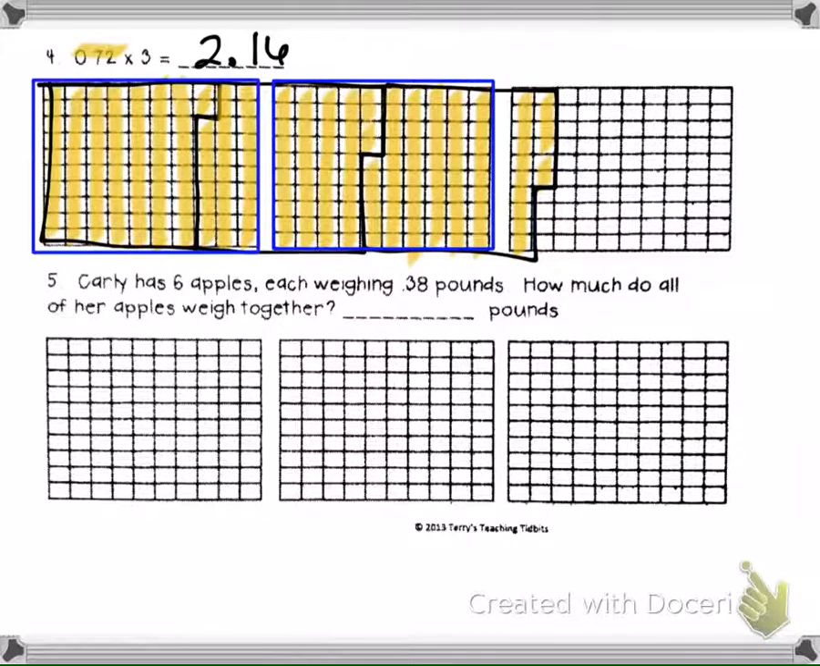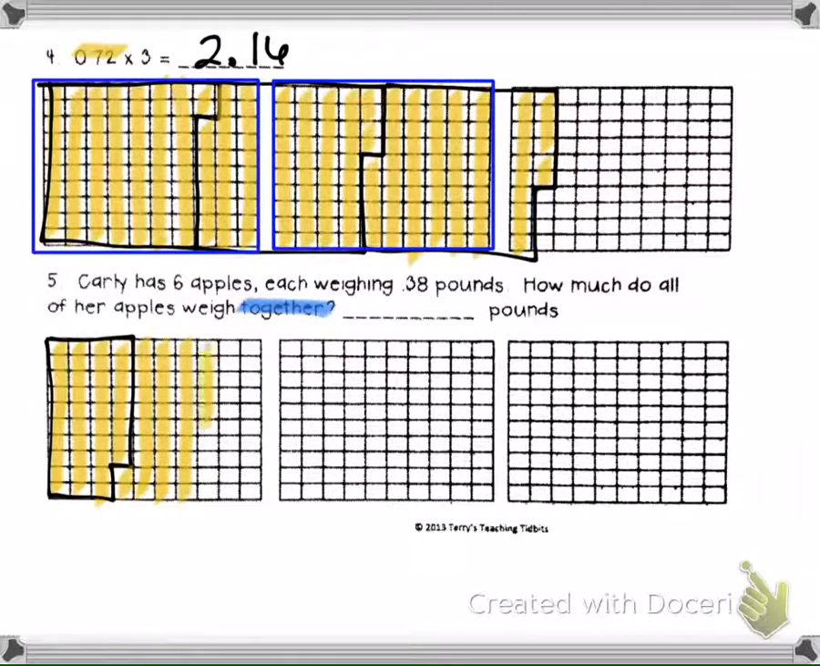But that's your answer. Now if we do number 5, it says Carly has 6 apples, each weighing 38 hundredths of a pound. How much do all of her apples weigh together? So together means we have to add them all up together. So in other words, we're going to use the model for repeated addition. In this case, we have 6 apples, and each apple weighs 38 hundredths of a pound. So that means that we're going to shade in 38 little squares, and that's 1 apple right there. That is the model for how much 1 apple weighs.